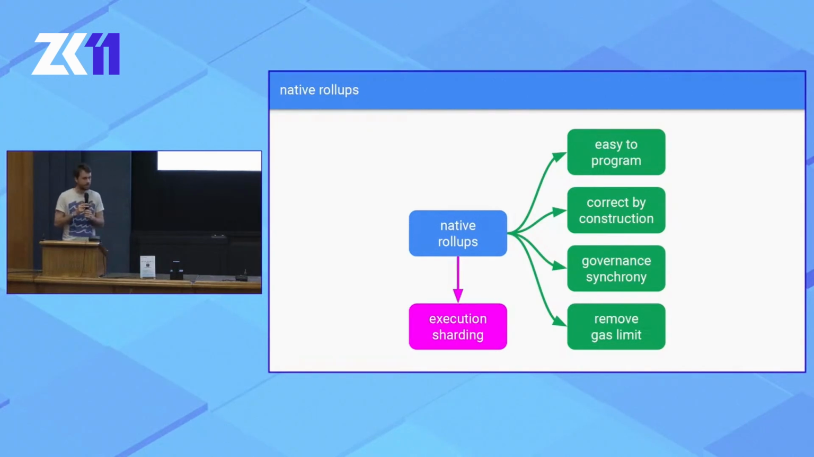And once we have this notion of native rollups, we actually reintroduce and kind of fulfill this vision of native execution sharding. So anyone will be able to deploy EVM shards on Ethereum, and this is basically the best type of sharding that I know of.